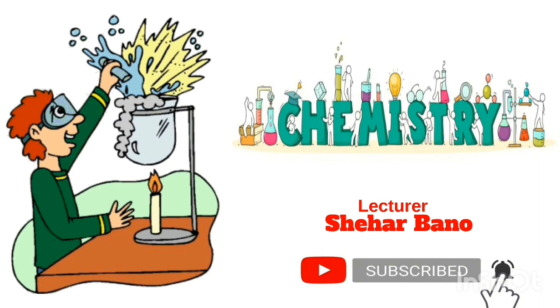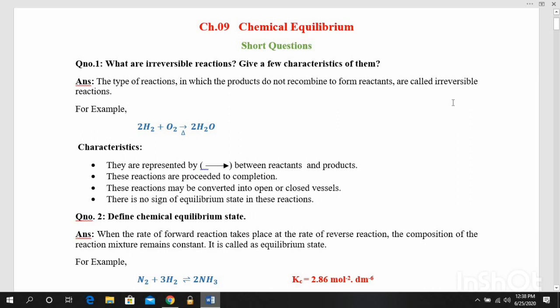So let's begin. Alright students, today in this video we are going to complete our chapter by discussing its exercise short questions and by solving its exercise numericals, and our chapter named Chemical Equilibrium will be finished. In this video, we are going to discuss the 14 exercise short questions given in your book, and you will have 4 numericals which definitely I'll solve for you guys. So moving ahead towards the short questions, let's see our first question: what are irreversible reactions, and give a few characteristics of them.